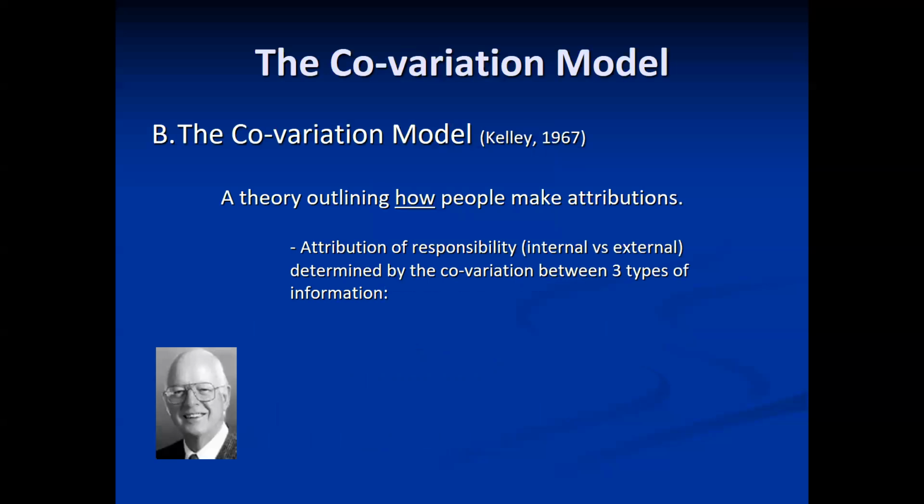The covariation model is a theory outlining how people make attributions. According to Kelley, in order to assign responsibility for a person's behavior, in order to decide whether to make an internal or external attribution, we gather extra information.